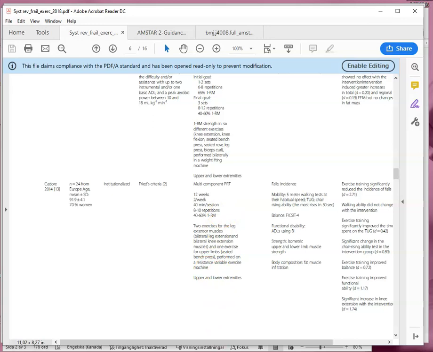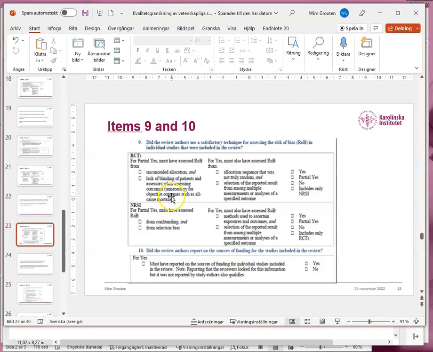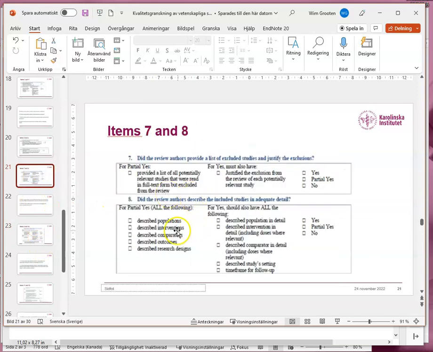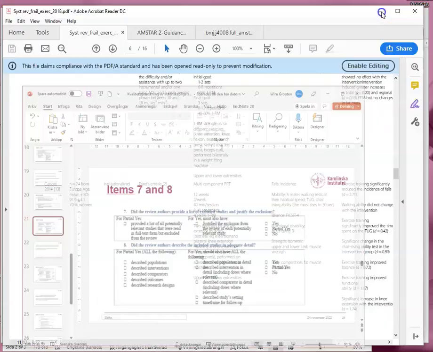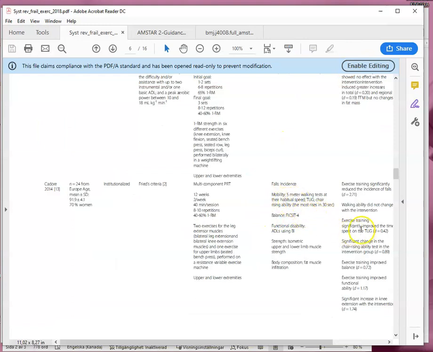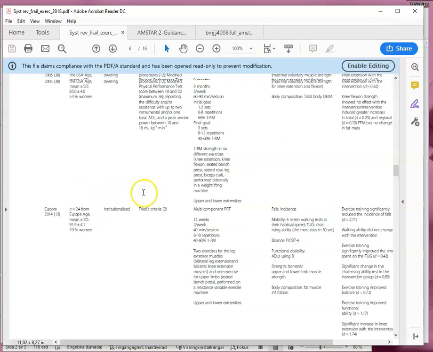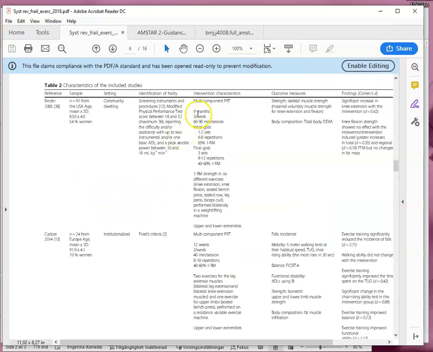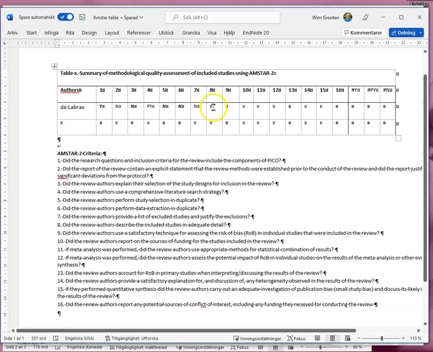Let's check one more time what they want to have. Wait a minute, where is it? Populations, interventions, comparators, outcomes, research designs. And we have the details on the intervention, comparator, including doses where relevant. So the setting, time frame. Yeah, I think it's not really the time frame, maybe. Yeah, there is a time frame. Yep, I think they did a good job. They get a yes from me on this one. Congratulations.